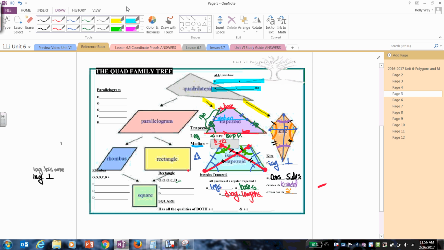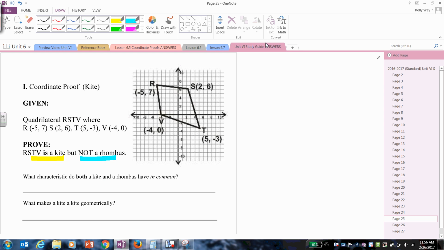So I would be looking at this page if I were you, and we have here our information about a kite and a rhombus. It has 4 congruent sides. Diagonals bisect the corners, and the diagonals are perpendicular. So we ask ourselves, what do they both have in common? They both have in common perpendicular diagonals.